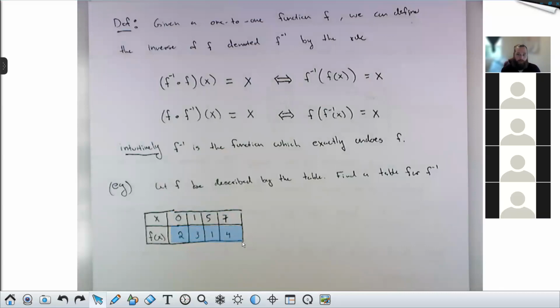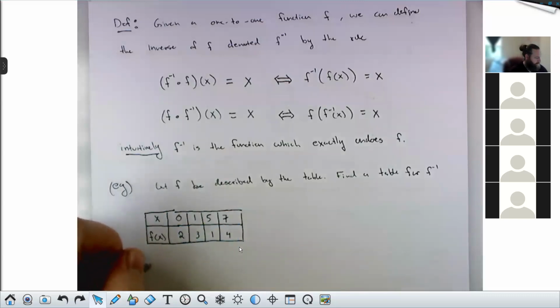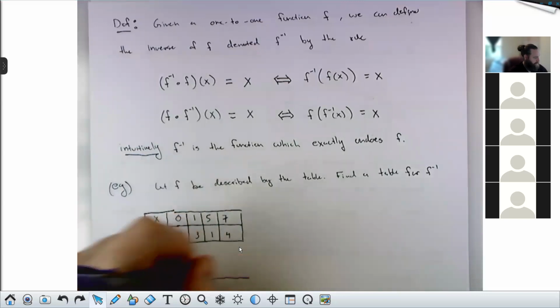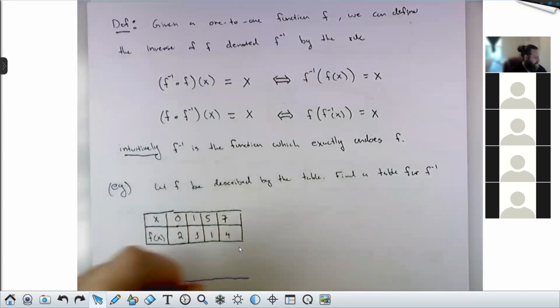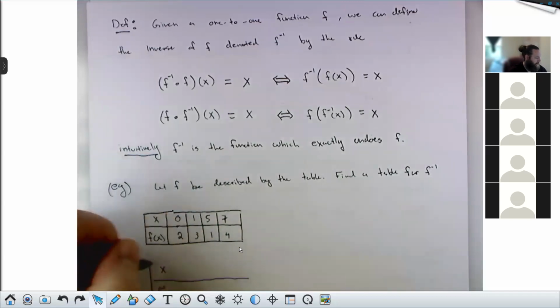No. Good, yeah, so this is a one-to-one function. No repeated inputs, so it's a function. No repeated outputs, so the function is one-to-one. So then how would we find a table for the inverse? Remember, the inverse should send every output from the original function back to the input from which it came.